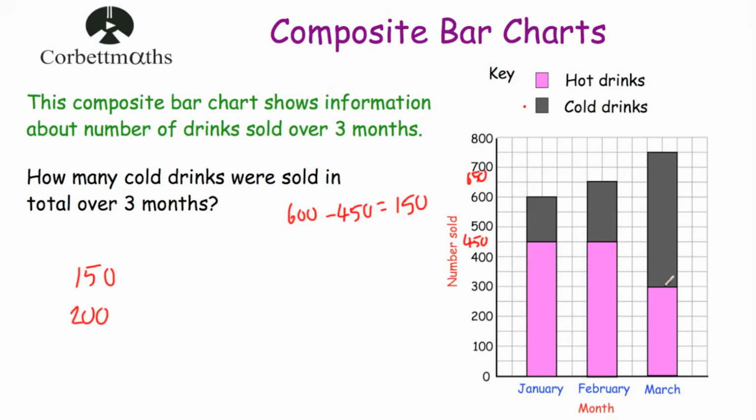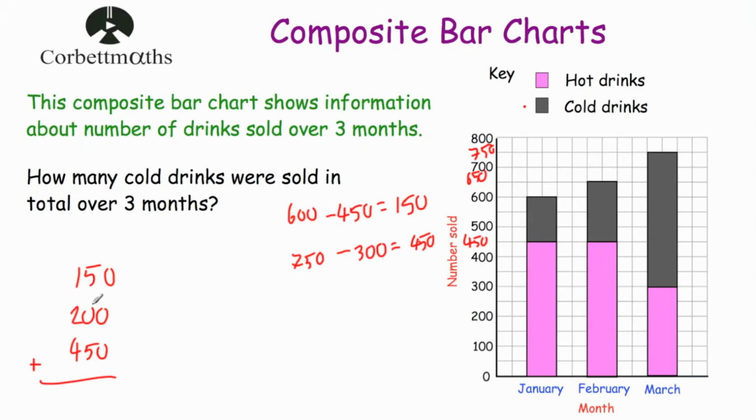And then finally in March, well, in March the cold drinks start here, so they start at 300 and they go all the way up to the height here of 750. So if we do 750 take away the height of where the cold drinks start, which is 300, we'll see how many cold drinks were sold. Now 750 take away 300 is equal to 450. So there are 450 cold drinks sold in March.